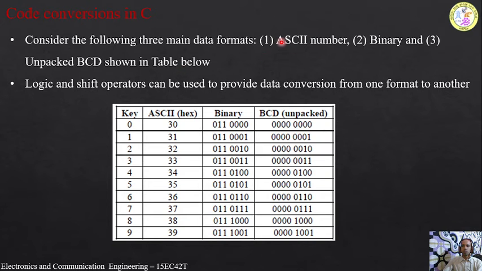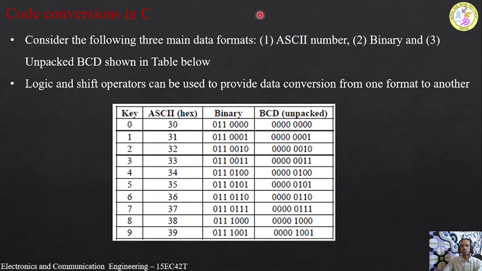These are the commonly used formats to represent numbers: ASCII, American Standard Code for Information Interchange, as well as the binary representation of the hexadecimal number, as well as the BCD representation of a given number. These three are commonly used in microcontrollers and microprocessors for performing various operations in real time. Logic and shift operators can be used to convert data from one format to another.